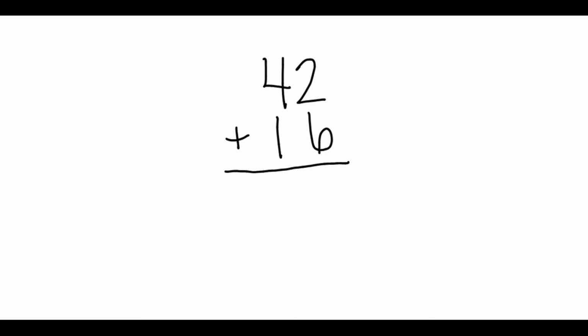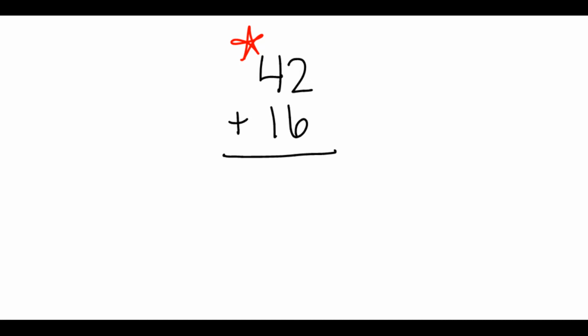When we use the Show All Totals strategy, the first step is making sure that all of the numbers are lined up correctly. As you can see in this problem, I have the ones lined up and the tens lined up. This is the most important step in solving these equations.